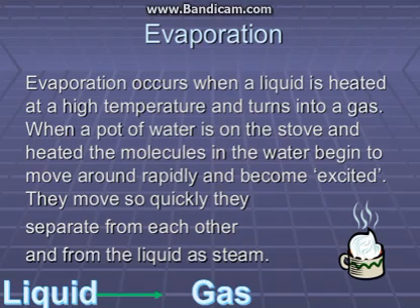Evaporation occurs when liquid is heated at a high temperature and turns into gas. When a pot of water is on the stove, it heats the molecules. Water begins to move around rapidly and become excited, and move so quickly that they separate from each other and form from the liquid as steam.